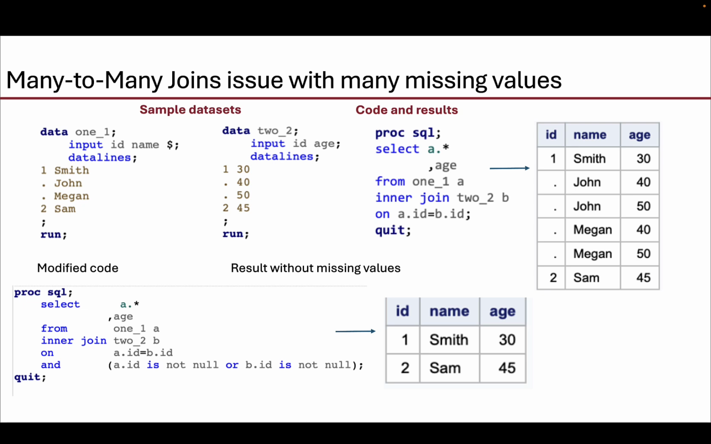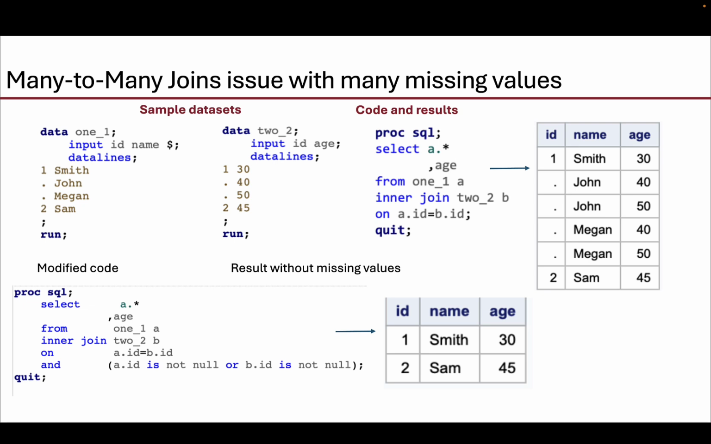So we have two problems here. The first one is the many to many join issue. One major problem with many to many joins is if we have a lot of missing values in data set 1 and data set 2, say for example 10,000 missing values here and 10,000 missing values here, the resultant data set becomes very large and we also cannot understand the results.